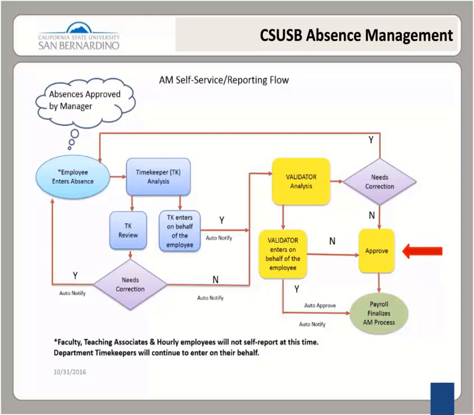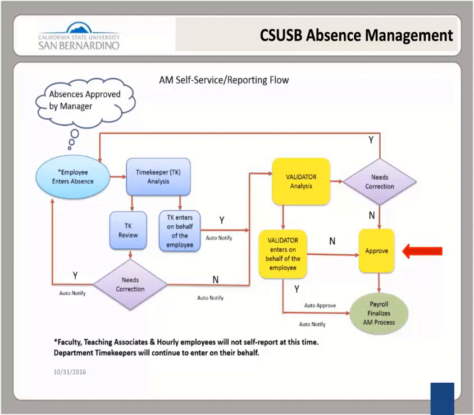While the campus has decentralized this process, it's important as a validator that you understand what the protocol is in your department. If you have self-reporting employees, they enter their absences. The timekeeper will go in and prepare an analysis or a review. If a correction is needed, it is sent back to the employee through the system. Once the timekeeper has completed their role, they prepare and get everything ready for the validator. The validator typically comes in, approves, and payroll finalizes the process.